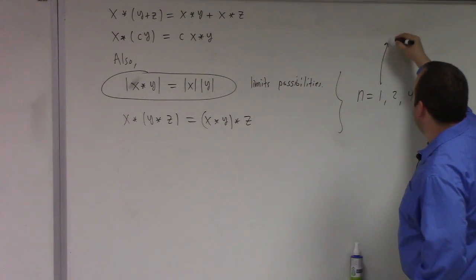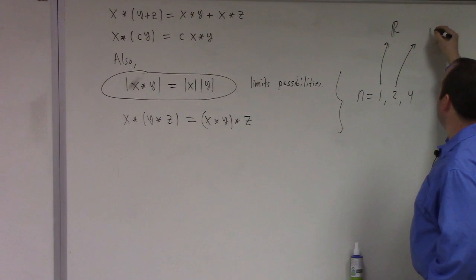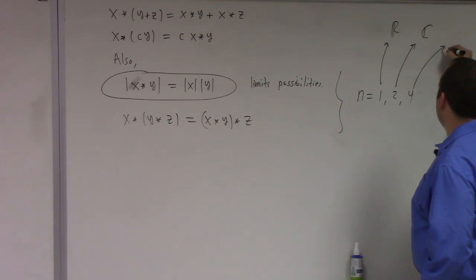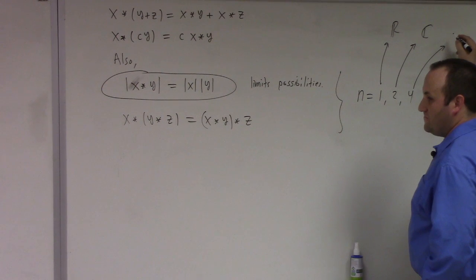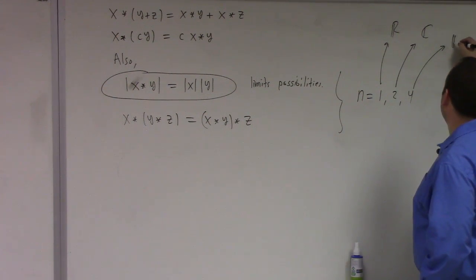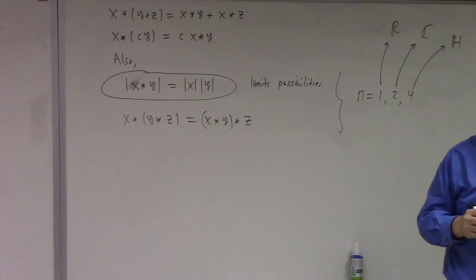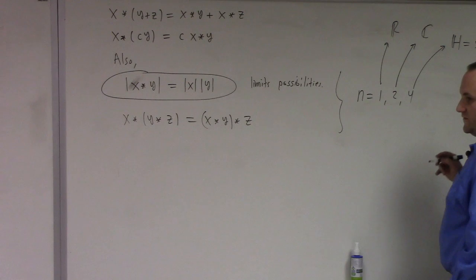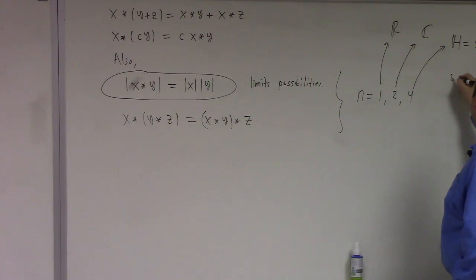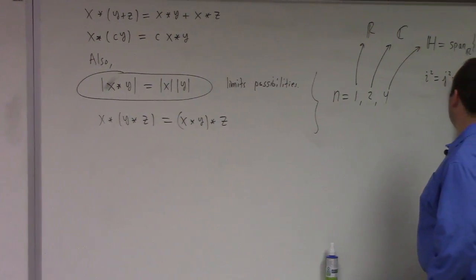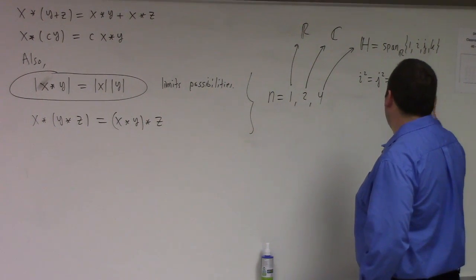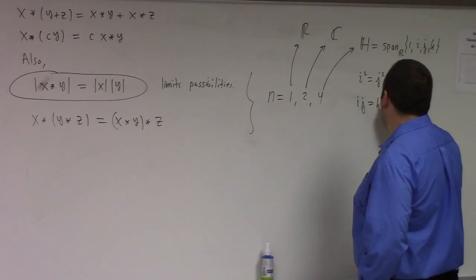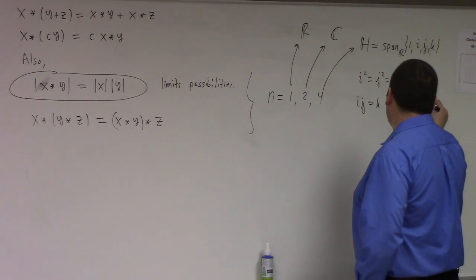So n equals 1 is the real numbers. n equals 2 is the complex numbers. We just looked at those. n equals 4 is the quaternions. You're like, what are quaternions? Quaternions are the real span of the number 1 and the imaginary units i, j, and k, so-called versors. The way they work is that i squared, j squared, and k squared are all minus 1. And ij is equal to k, but ji is equal to minus k.